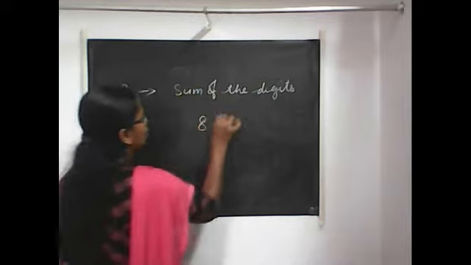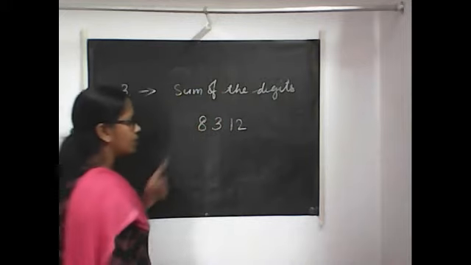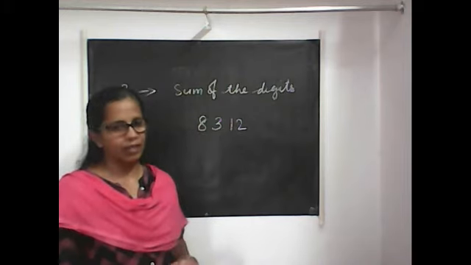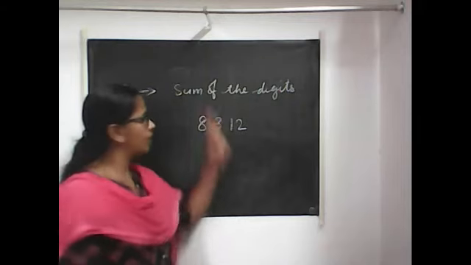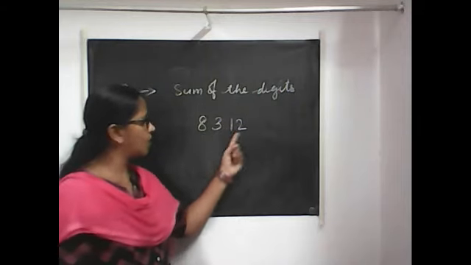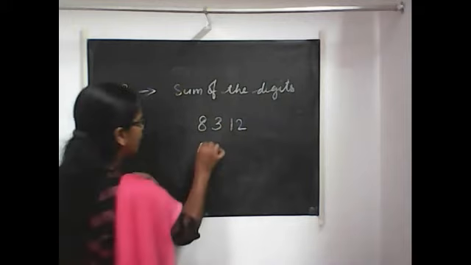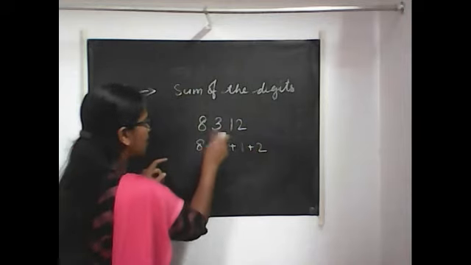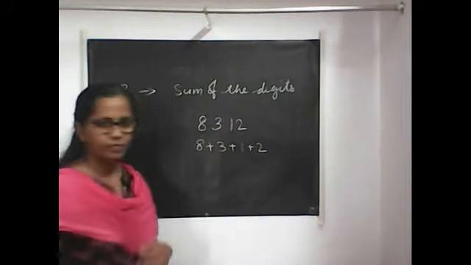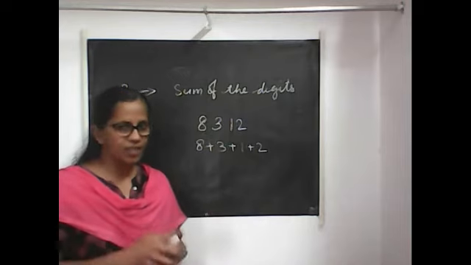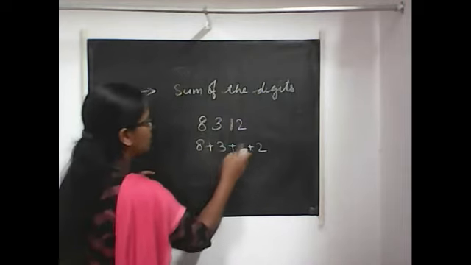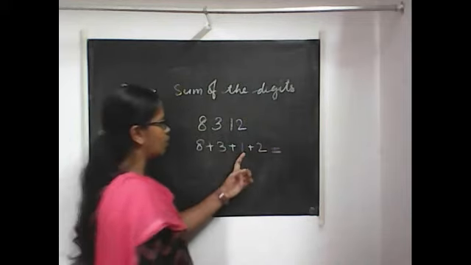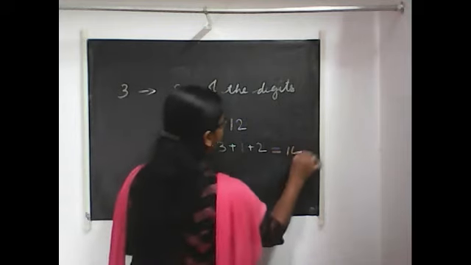Suppose 8312. Okay, this is a number. You have to check whether 8312 is exactly divisible by 3 or not. For that, the condition is the sum of the digits. That means you have to write like this: 8 plus 3 plus 1 plus 2, as 8, 3, 1, 2 are the digits. First you have to add these digits. What is the sum? 8 plus 3 is 11.